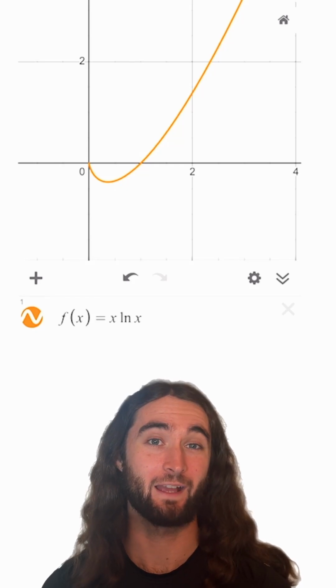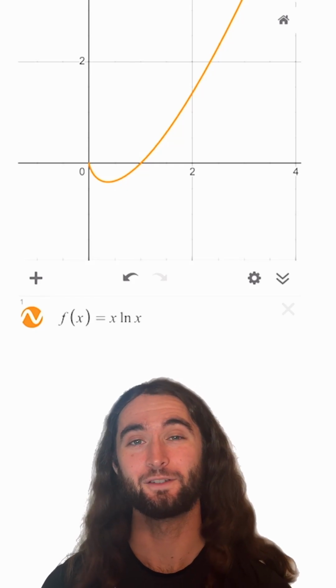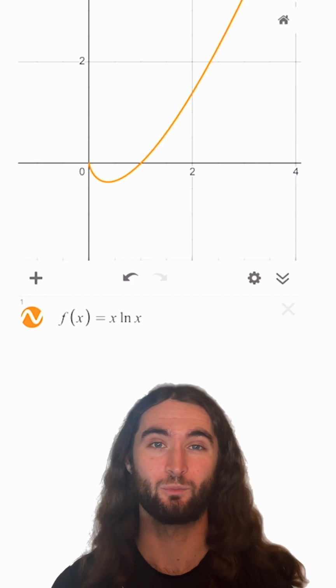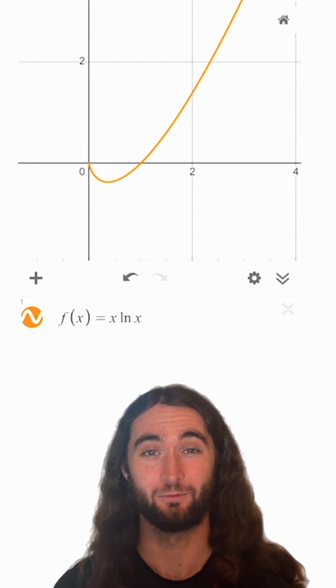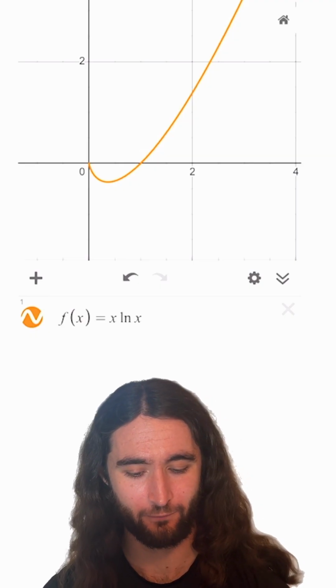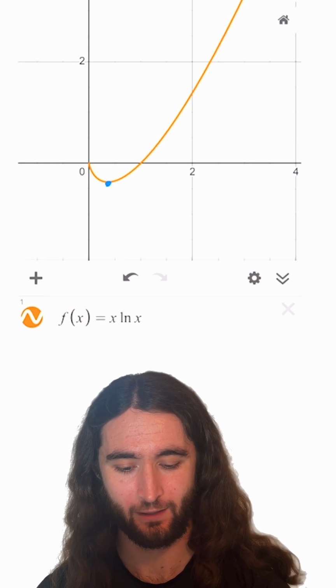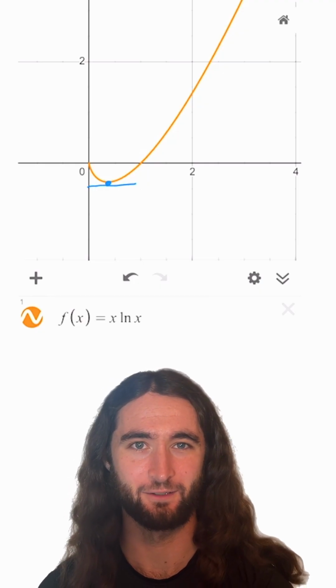Above me is the function x times the natural log of x, and you can see that it has a minimum value somewhere between 0 and 1. How can we find exactly this minimum value? Well, one thing that we know for sure is that whatever it is, the slope there is 0, right?